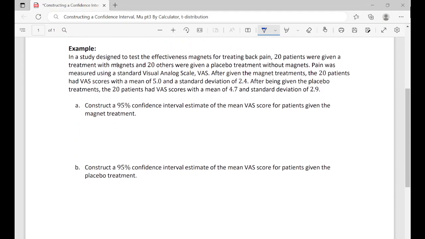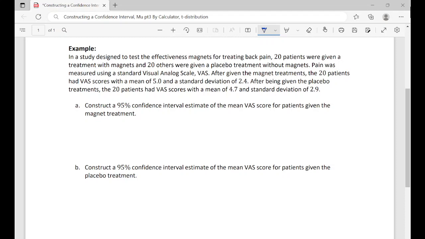So, in a study designed to test the effectiveness of magnets for treating back pain, 20 patients were given a treatment with magnets, and 20 others were given a placebo treatment without magnets. Pain was measured using a standard visual analog scale, VAS. After given the magnet treatment, 20 patients had VAS scores with a mean of 5 and a standard deviation of 2.4. After being given the placebo treatments, the 20 patients had VAS scores with a mean of 4.7 and a standard deviation of 2.9. So for part A, we're going to construct a 95% confidence interval to estimate the mean VAS score for patients given the magnet treatment.